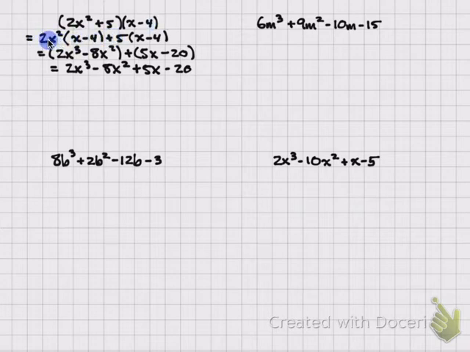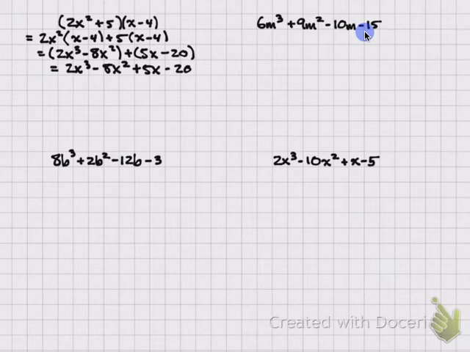We've got a common factor of 2x squared and a common factor of 5. And we're kind of doing some reverse distribution here and writing this statement as a product of these 2 polynomials. So let's actually get to some examples. So here we go. 6m to the third plus 9m squared minus 10m minus 15.